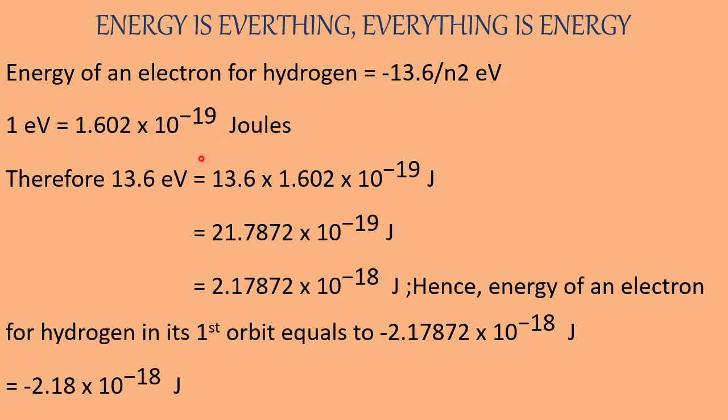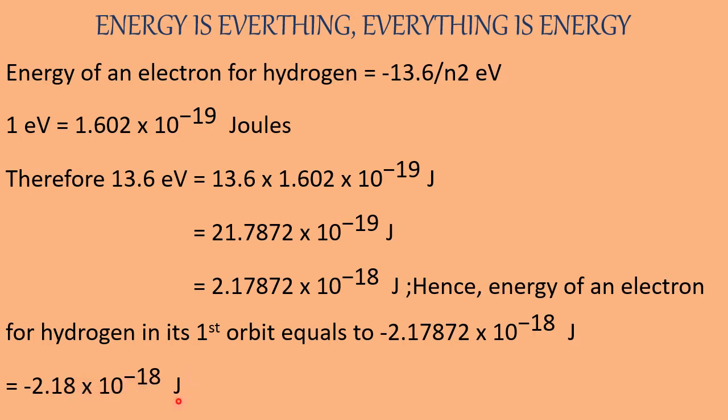So you can convert 13.6 electron volt equal to 2.17872, sorry, 21.7872 into 10 to the power minus 19 joules. This written in the form of scientific notation is equal to 2.17872 into 10 to the power minus 18 joules. Therefore, the energy of an electron for hydrogen in its first orbit, n equal to 1, equals minus 2.17872 into 10 to the power minus 18 joules, approximated to minus 2.18 into 10 to the power minus 18 joules.